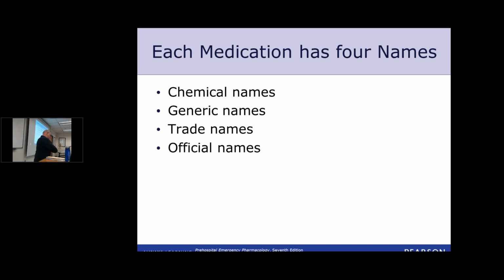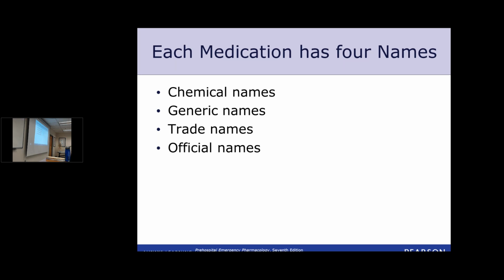All right, let's go. So, as advertised earlier, I told you that all drugs out there have 4 different names. The good news for you is that you don't have to memorize all 4 names. Right? So let's talk about that. Each drug has a chemical name, a generic name, a trade name, and an official name.